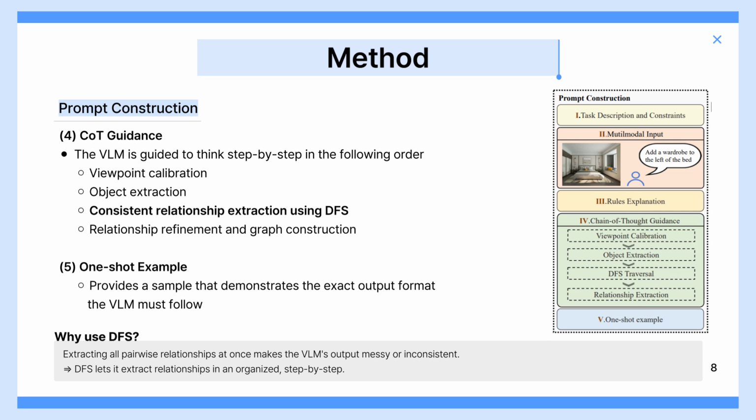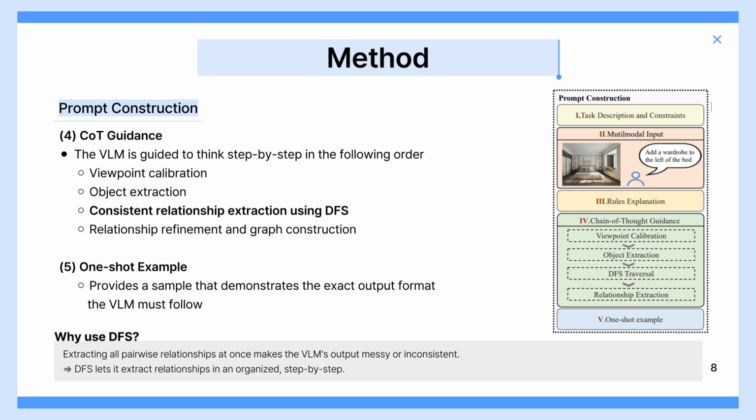The fourth element of the prompt is chain of thought guidance. The model is instructed to think step by step in a specific order. It calibrates the viewpoint first, then extracts the objects, then extracts relationships in a consistent way using depth-first search, and finally refines those relationships before constructing the final graph.